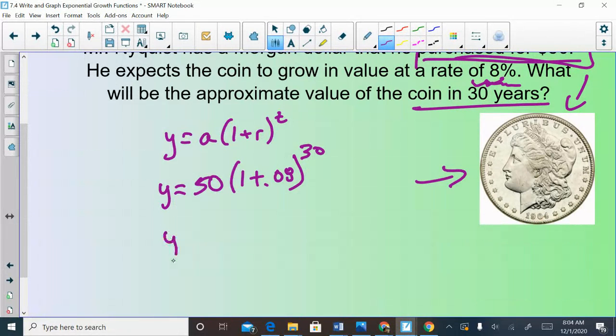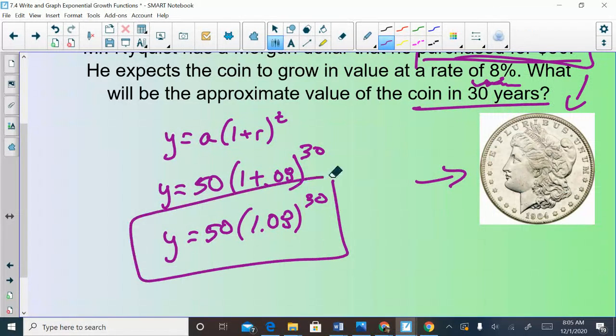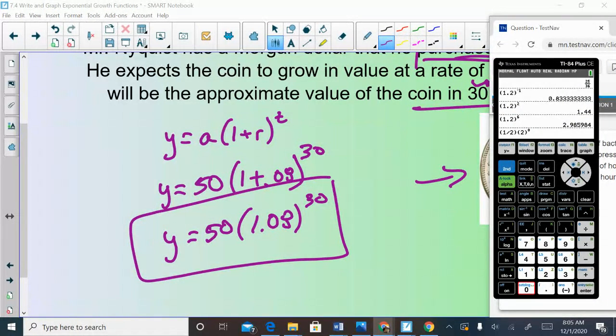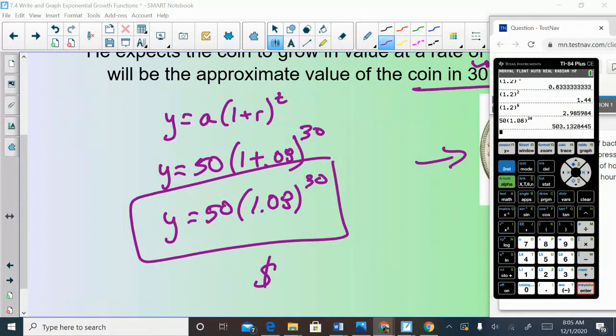So let's finish this problem. Y equals, we can actually follow order of operations and simplify inside the parentheses first. We would have 50 times 1.08 to the 30th power. Now, all of your guys' calculators will be able to handle this if you type it in just like this. You would type it in like 50, 1.08 to the 30th power. And what we'd come up with is $503.13.